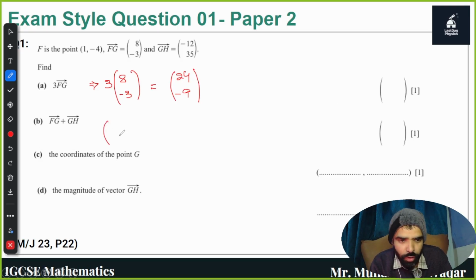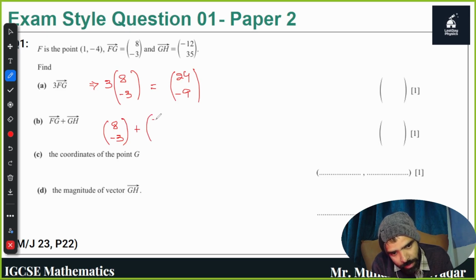Even if you're doing 1 step extra, it's still okay, because the question says find, it does not say write. When it says write and it has 1 mark, then you directly write the answer. 8 minus 3 plus minus 12, 35.